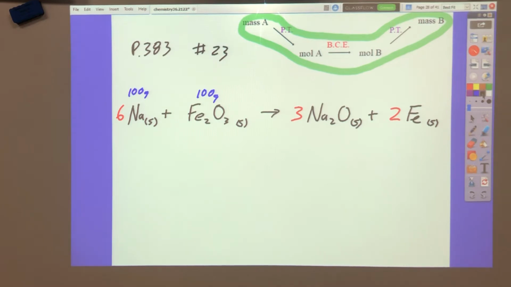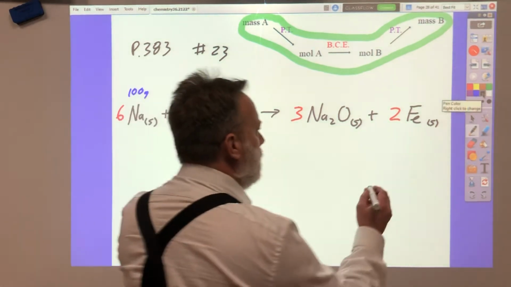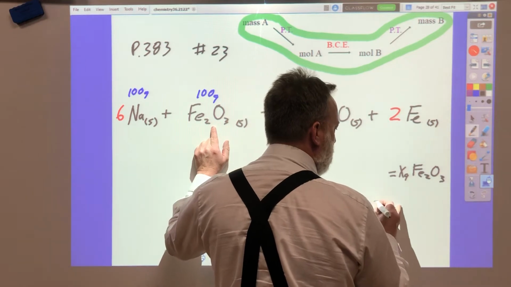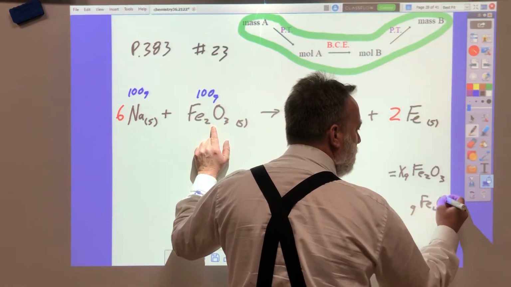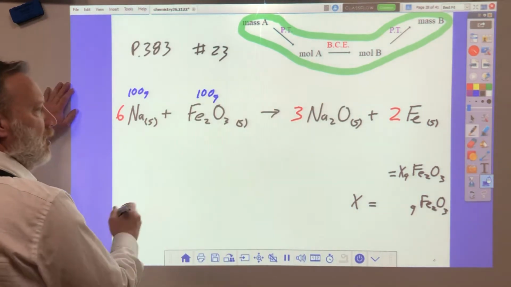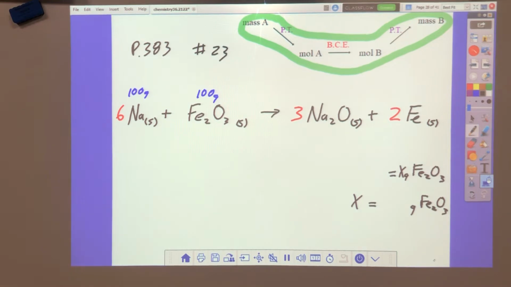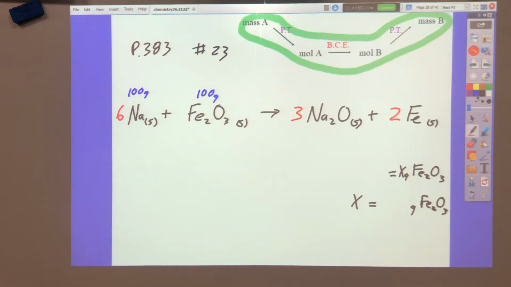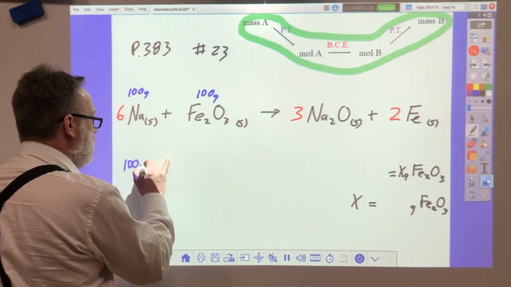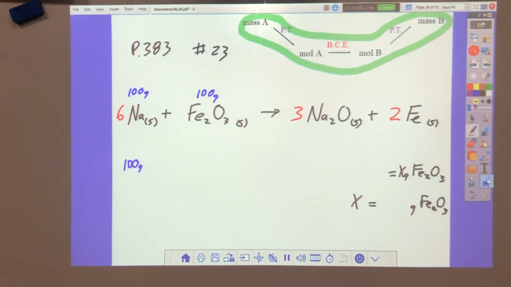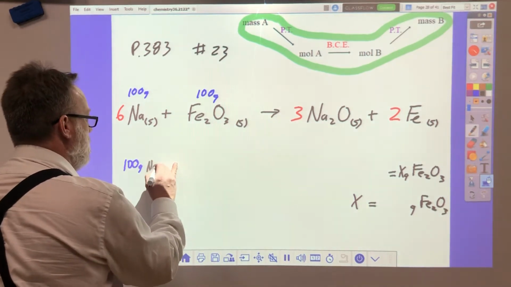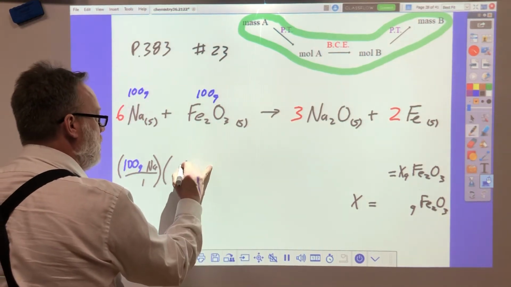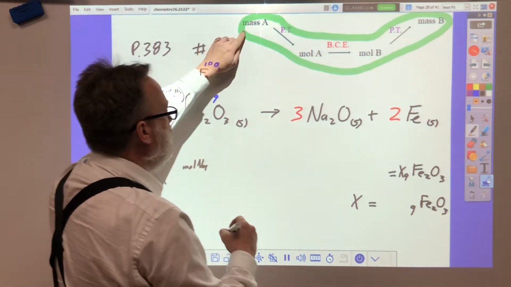Okay. So we want X grams Fe2O3. X equals so many grams Fe2O3. We're going to start with what we know over 1. The first question is limiting reactants, so we're going to find that out first. We are starting with 100 grams sodium over 1. Now we got to go grams to moles to moles to grams. So we're going to go moles Na. Na is playing the role of A.